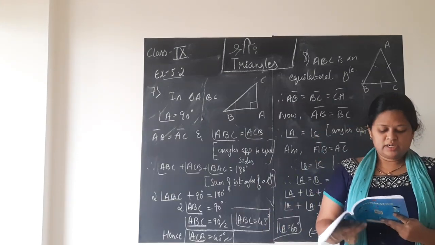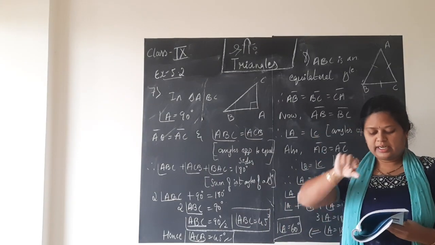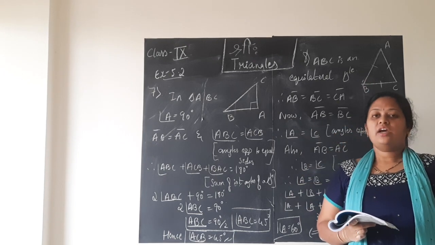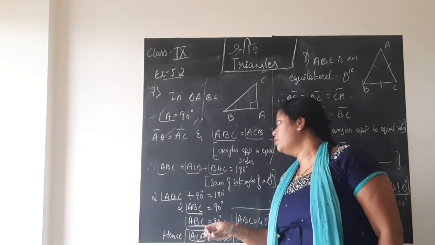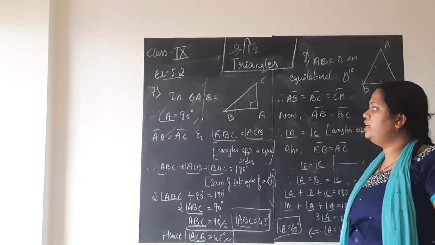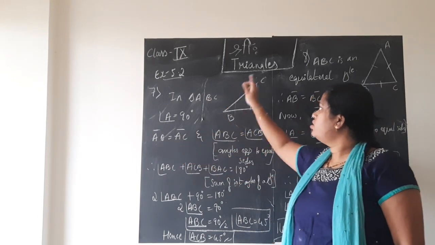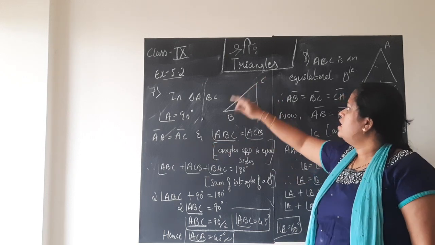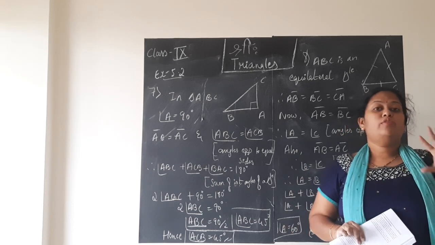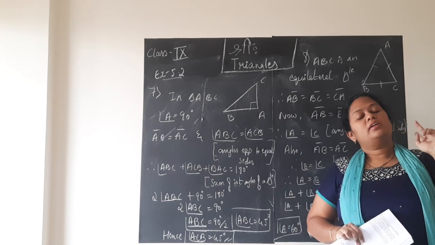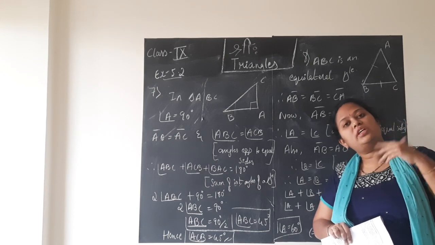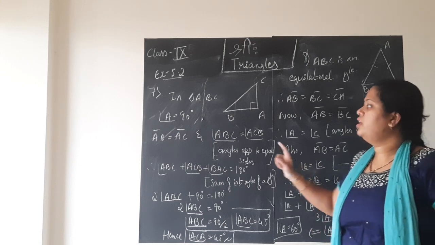For the seventh problem, children, the question is: ABC is a right angle triangle in which angle A is 90 degrees and AB equals AC. Find angle B and angle C. So ABC is a right angle triangle and angle A is equal to 90 degrees. That is what is written here. And also side AB is equal to AC. Children, one thing you keep in mind in this exercise: wherever you mention that any two angles are equal, then their opposite sides are equal by theorem. Similarly, when you say two sides are equal, their opposite angles are also equal by theorem. That is what I am doing everywhere.